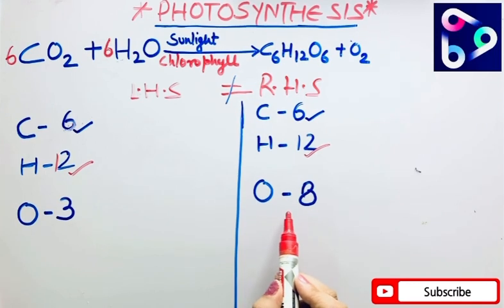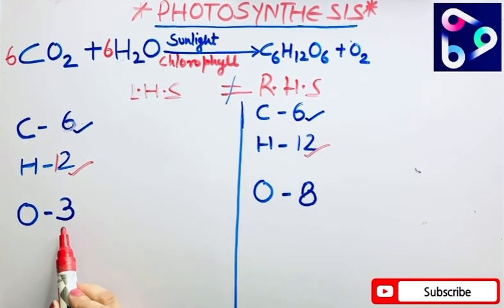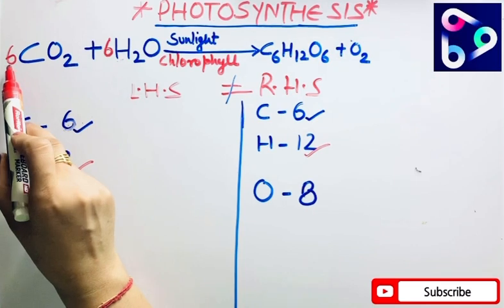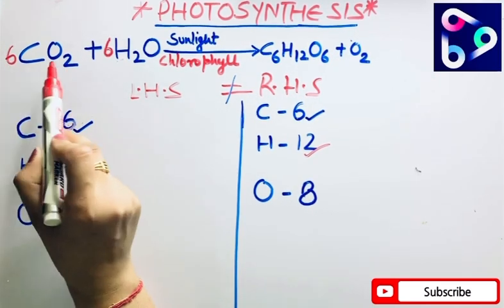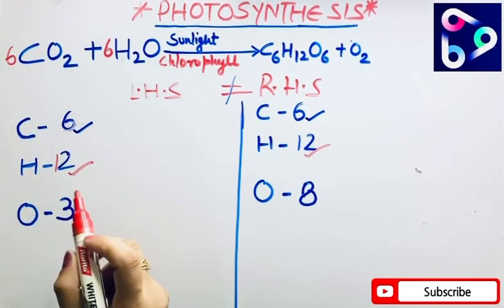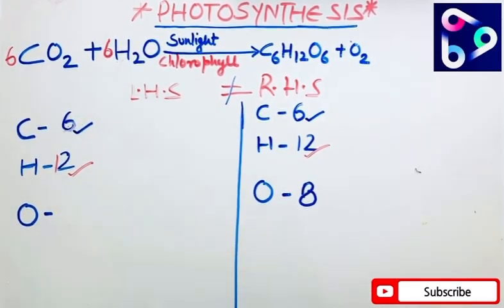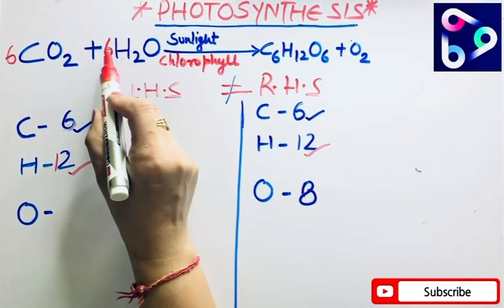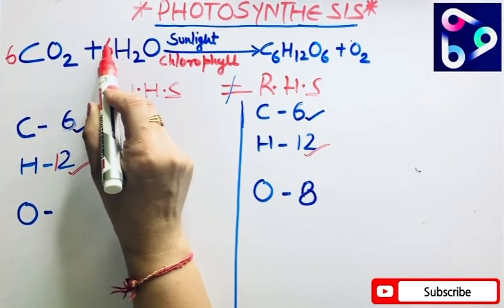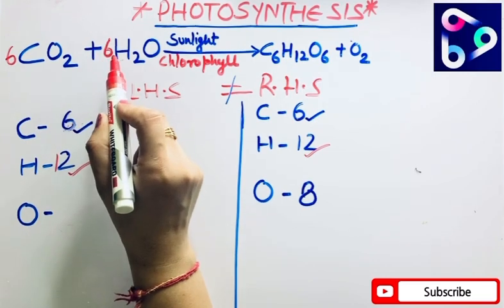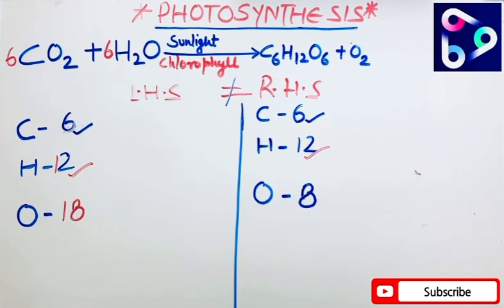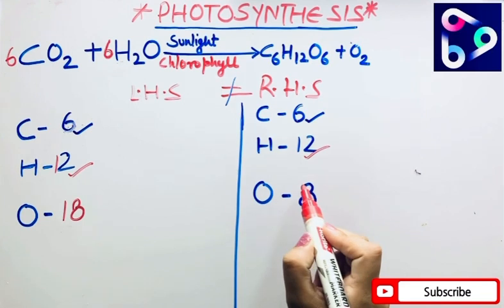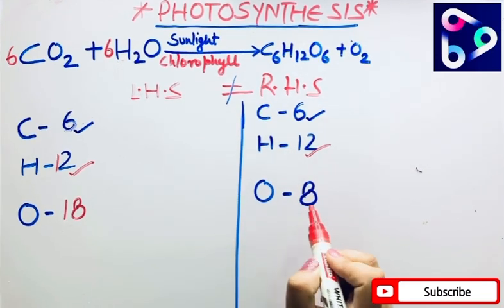Now comes the number of oxygen. Here the number of oxygen is 8, here it is 3. Wait, let me check. Here I have added 6 now, so what will this 6 do with this 2? It will multiply: 6 twos are 12. So here I have oxygen 12, and I also have 6 molecules of oxygen here. So 12 plus 6 is 18. Now here is 18 and here is 8, so I want to make it 18.